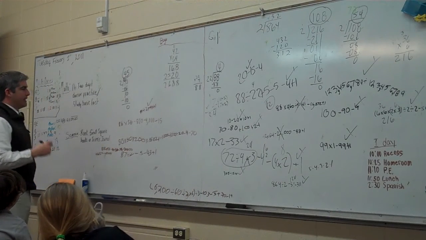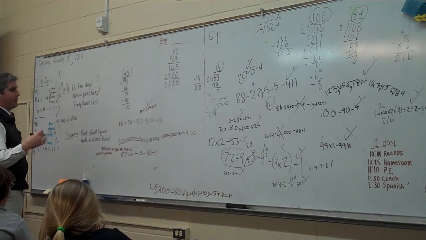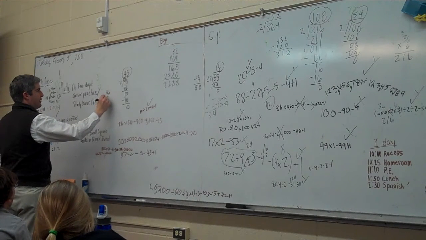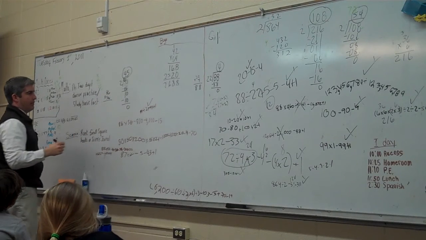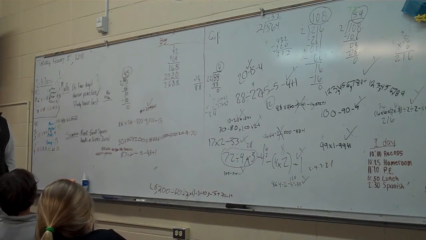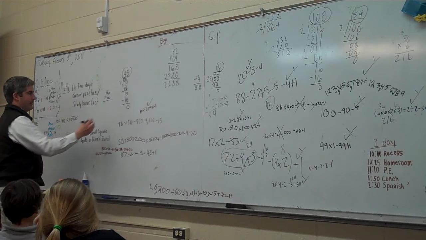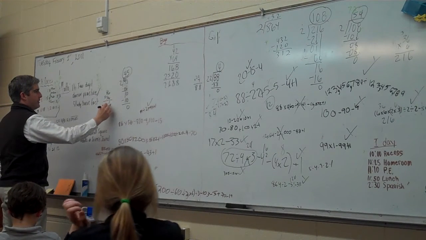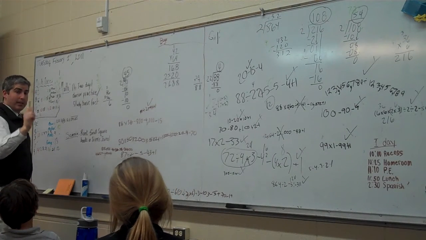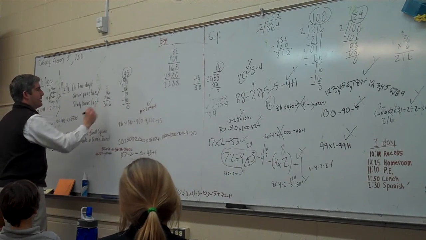Then we have 86 times 56 minus 800 minus 4,000 minus 15. 86 times 56. Now I'm not going to do lattice because we really don't need to. We've learned regrouping well enough. What do I do first? 6 times 6 equals 36. Here's the 3. 6 times 8 equals 48, plus 3 is 51.